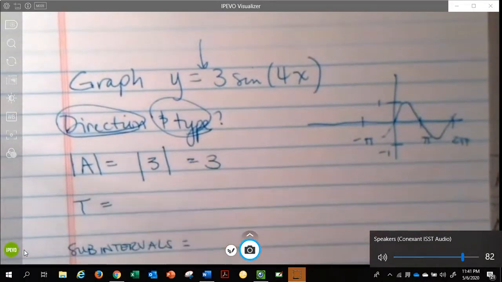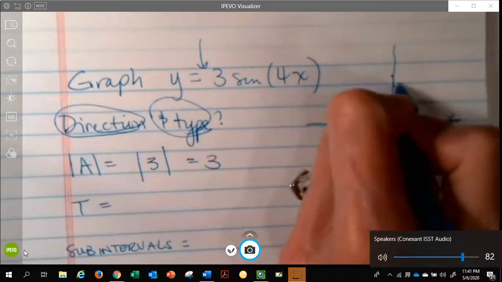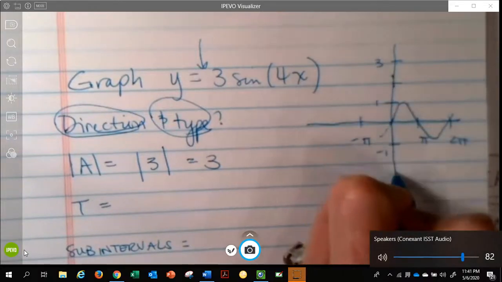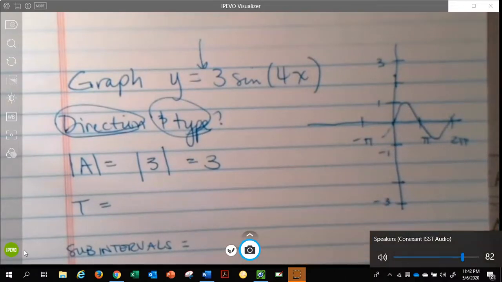And so when I'm looking here, my amplitude is going to be the absolute value of 3. So our amplitude is 3. And so when we get done, our graph is not going to go to 1. It's going to go all the way up to 3. And it's not going to go down to -1. It's going to go all the way down to -3.